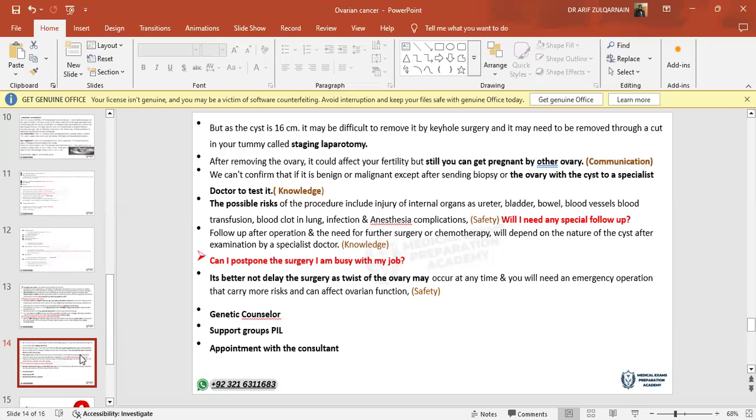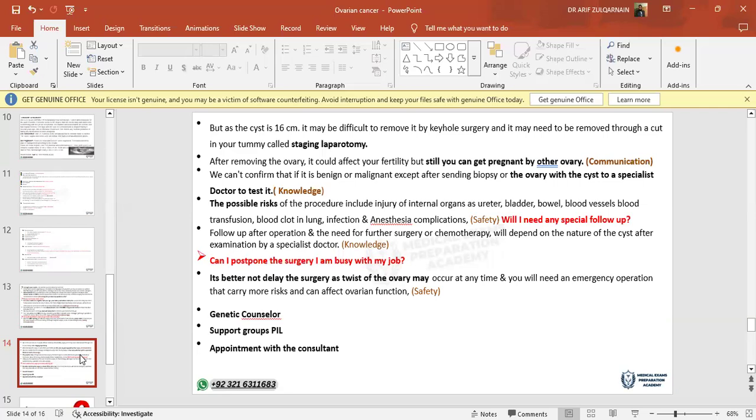Okay. And after the ovary is removed, it will be sent to the pathologist, then the tissue diagnosis will be made, then we can give you a clear idea whether it is benign or malignant. Whenever we tell a patient about a surgery, we will tell the possible risks of the procedure, that can be injury to the internal organs, injury to the ureter, bladder, bowel, blood vessels, and there are risks of blood transfusion, blood clots in the lungs, risk of infection and anesthesia complications. Okay.